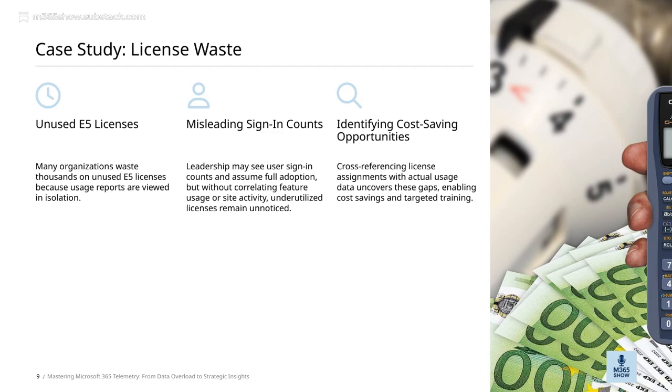Let's dive into this case study on license waste. Mastering Microsoft 365 telemetry really is about turning data overload into strategic insights. Here, we see how cross-referencing license assignments with actual usage data can reveal gaps, areas where organizations might be overspending or underutilizing resources. By doing this, you can identify cost savings and also target training where it's needed most.